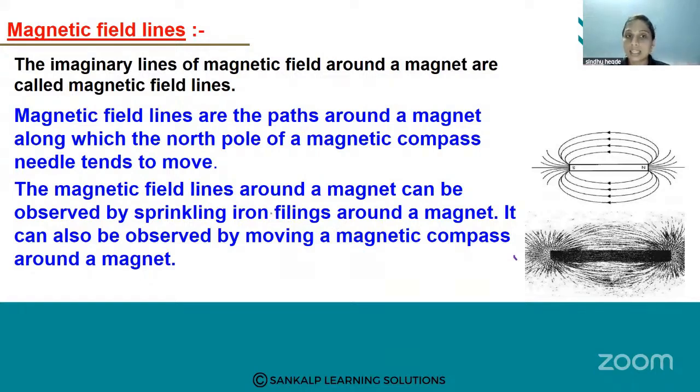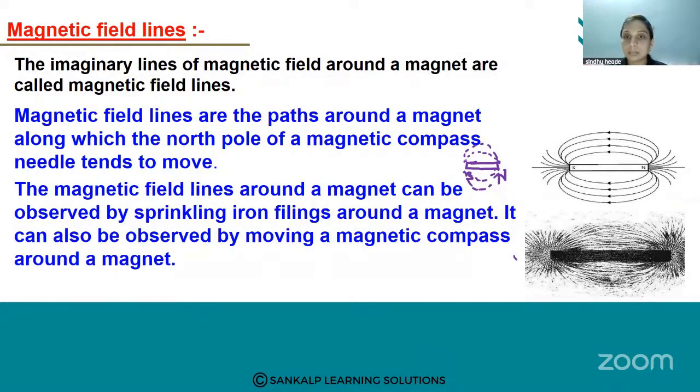What are magnetic field lines? These are imaginary lines of magnetic field around the magnet. See, this is considered as a magnet. It has two poles, south and north. Okay, when we see some magnetic field effect around this magnet, like this.